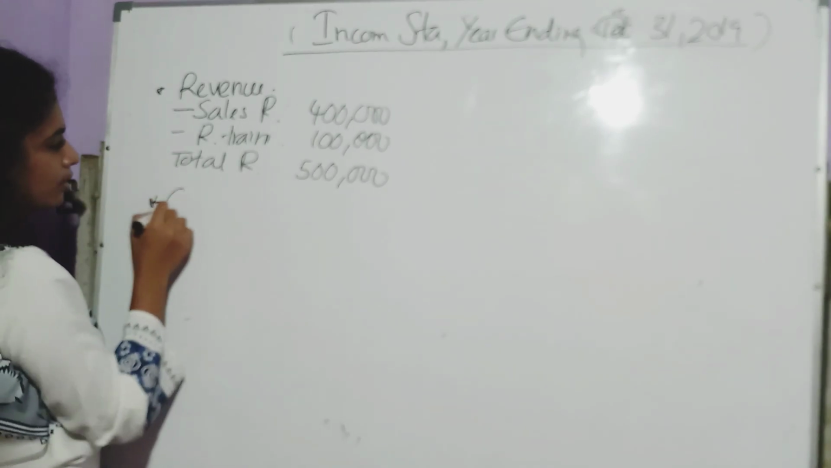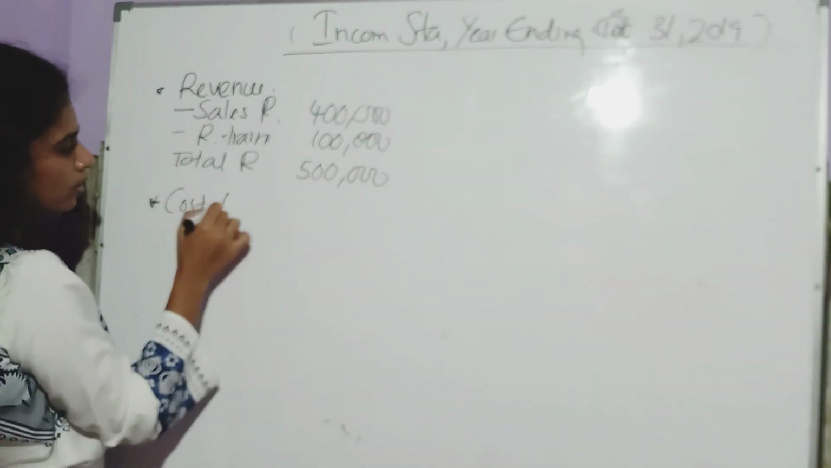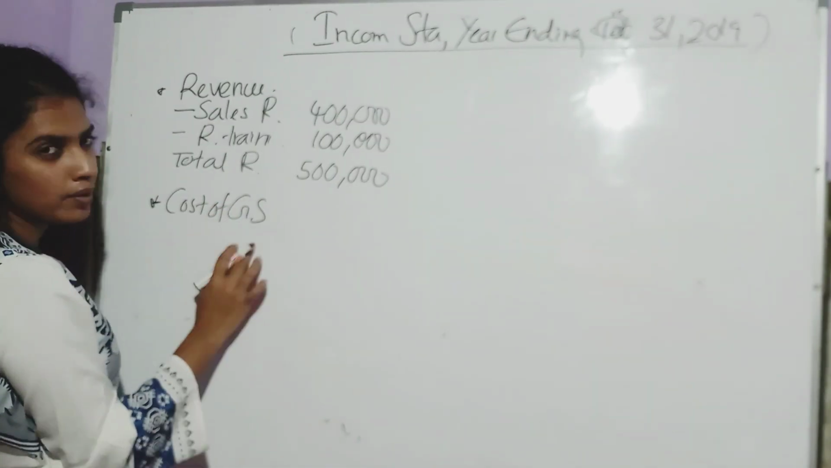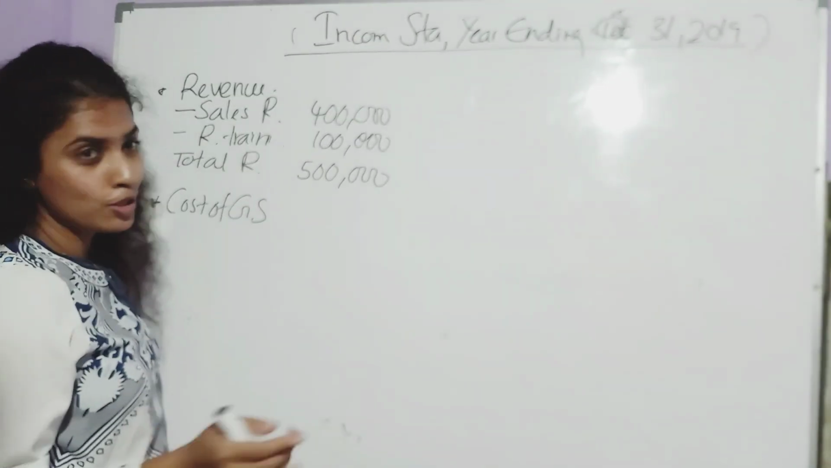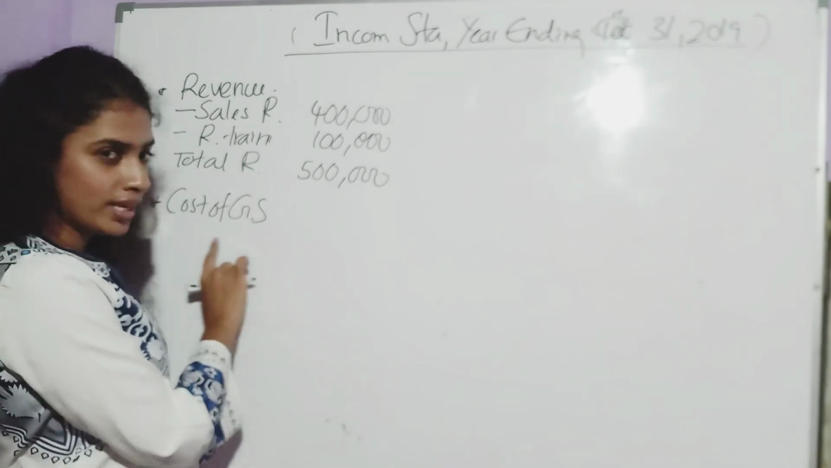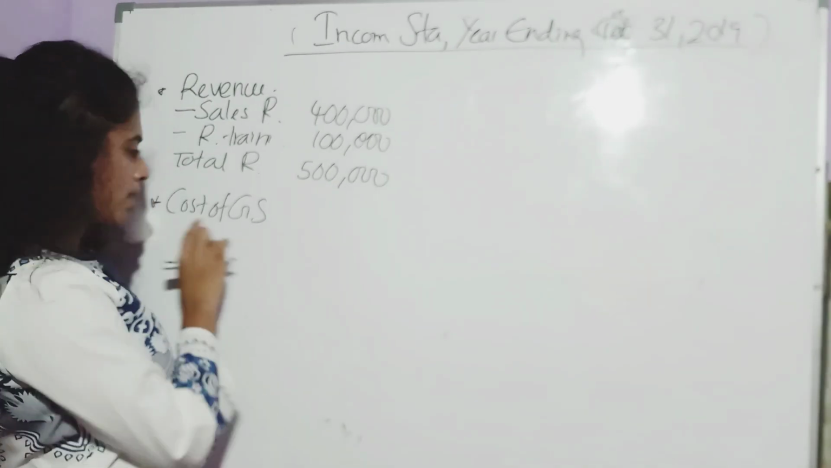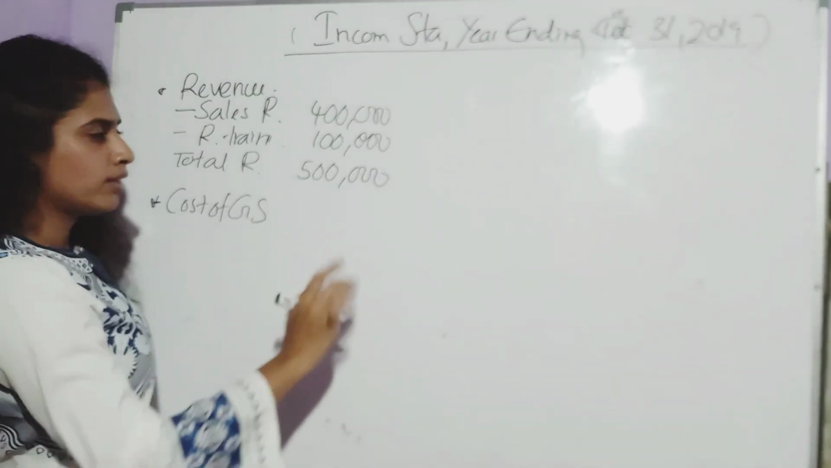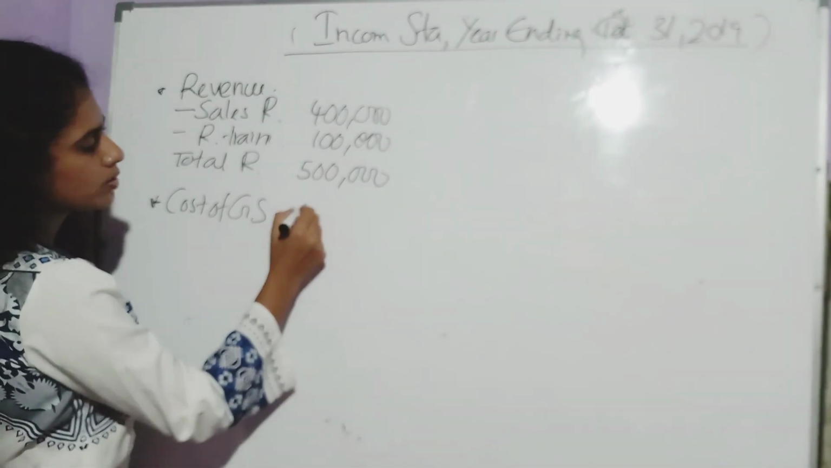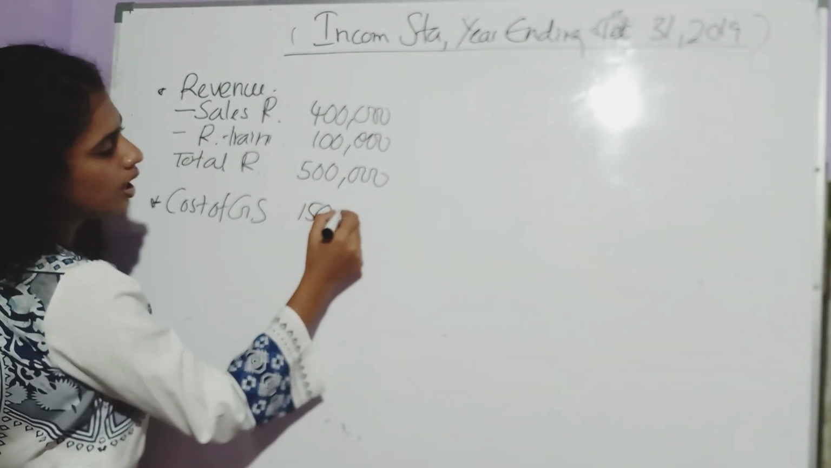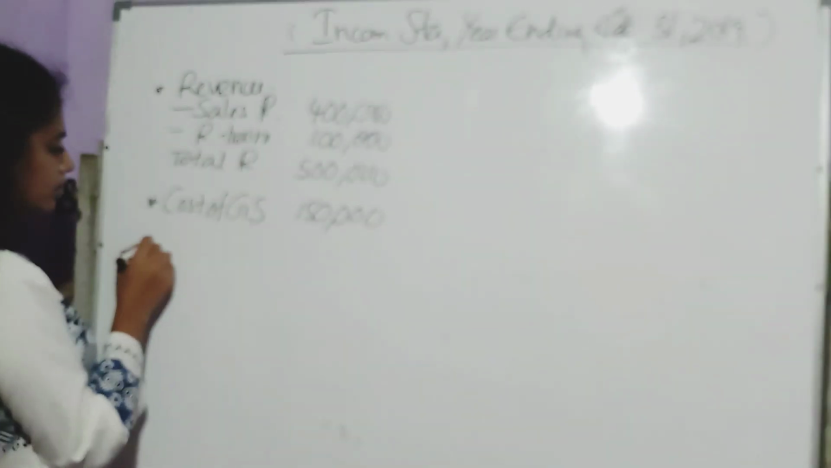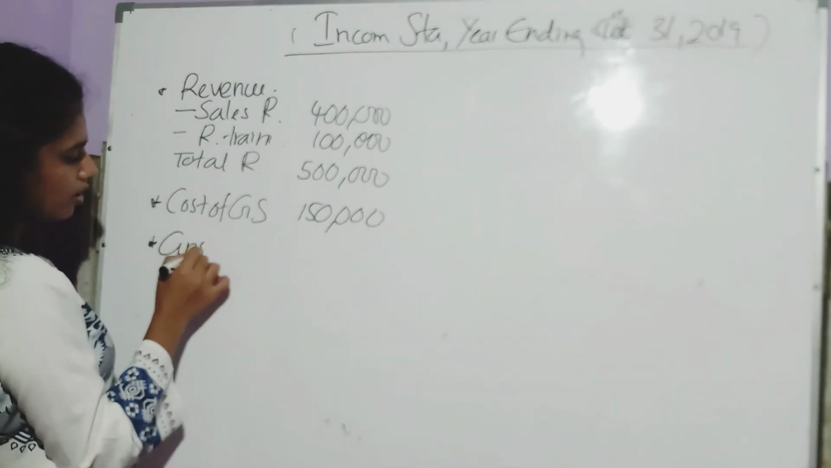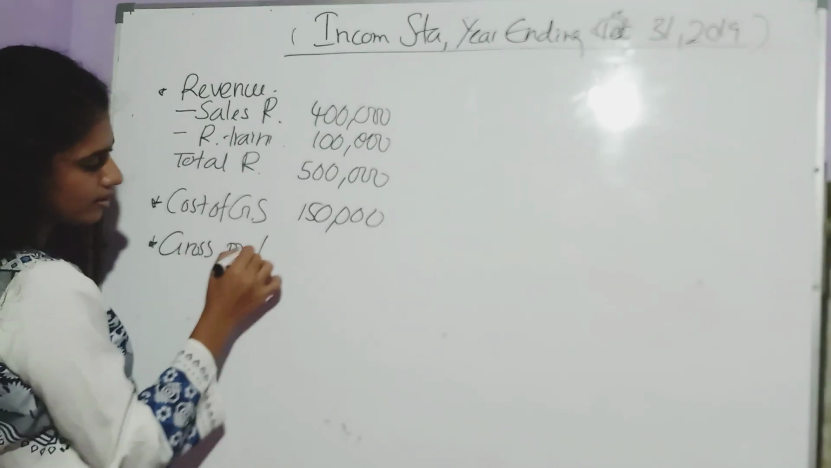Then the second one is cost of goods sold. Here I am writing short letters because I don't have enough space here, but you need to write down these points in the correct format. Cost of goods sold, you need to write all the spellings, right? Let's say cost of goods sold is 150,000. Then the third point is gross profit.